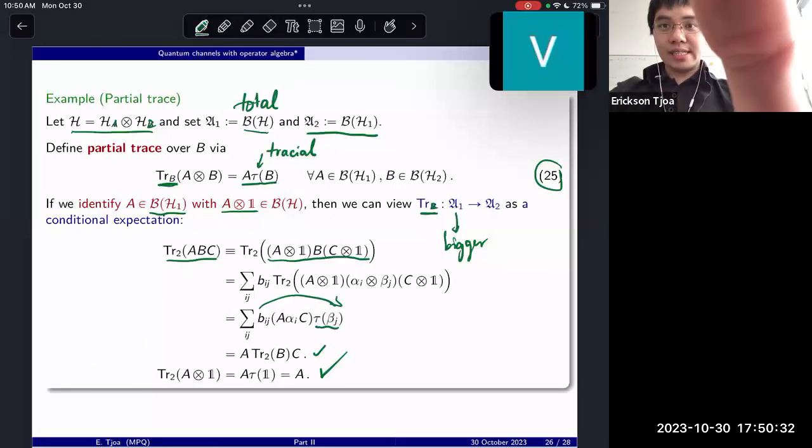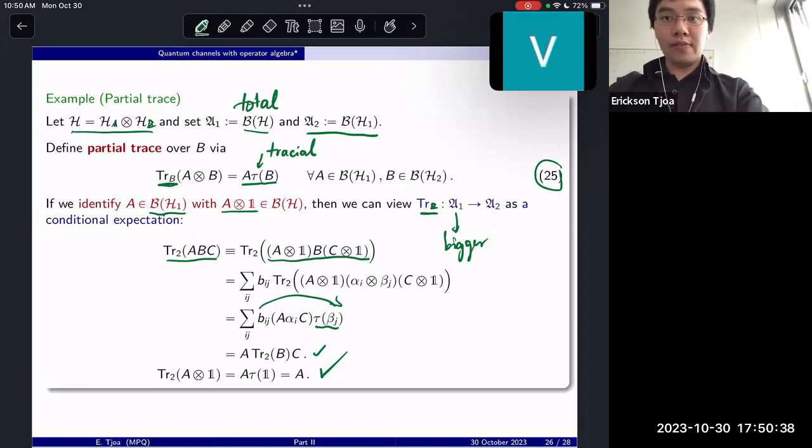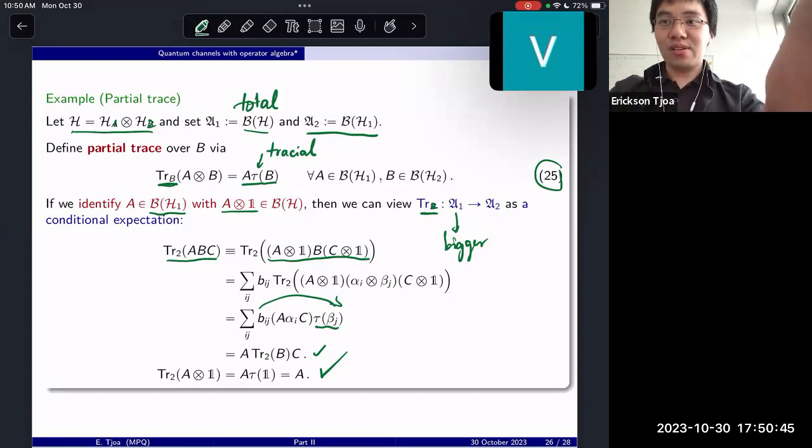So I hope this example convinces you that the operator algebra language can equally make a lot of the familiar objects possible. And more importantly, it might look quite different from what we are used to.